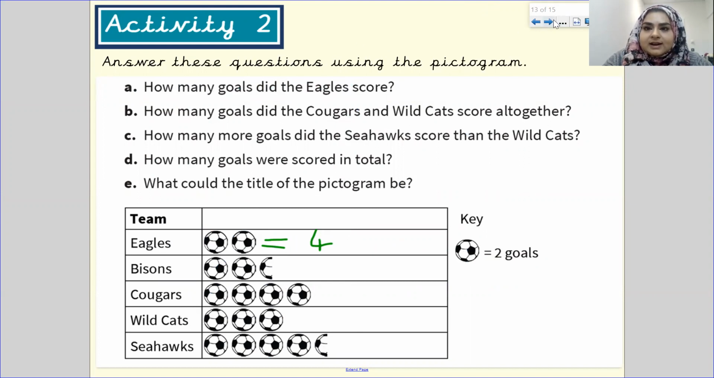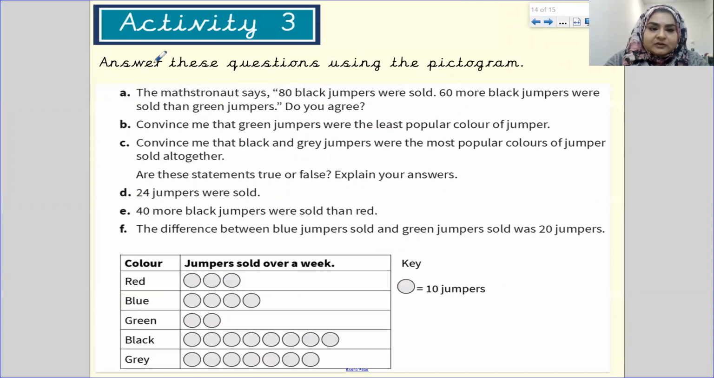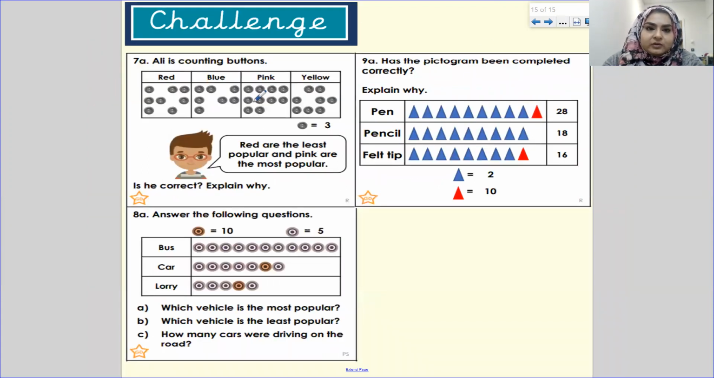Okay, and then activity 3 is the following. Answer these questions using the pictogram below. So just answer the question, do what it's asking you to do. So pause the screen here if you're meant to be doing activity 3. And then your challenge is the following. Okay, so once you have finished your activity, you can attempt the challenge.